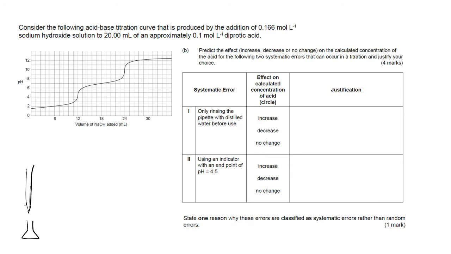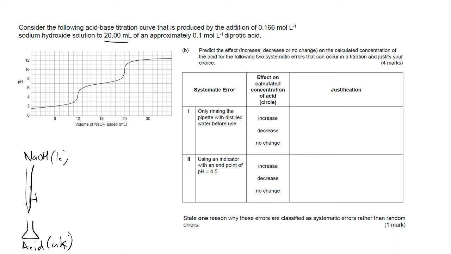Let's have a think. What is in the conical flask? It's the acid. Happy with that? Because it's 20 mL. What's in the burette? The base, the sodium hydroxide. Now the sodium hydroxide is our known, and the acid is our unknown. Okay, so that's a couple of important pieces of information from that.